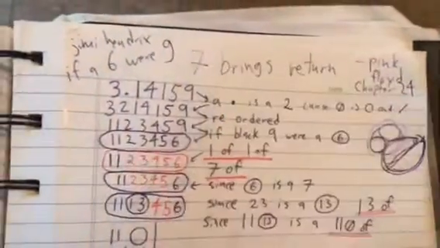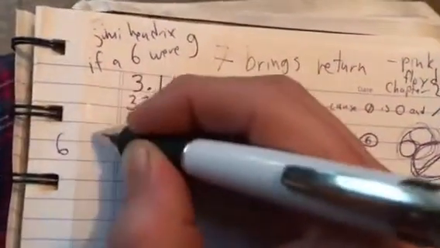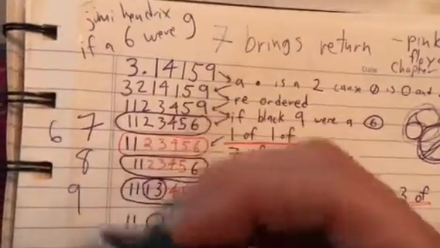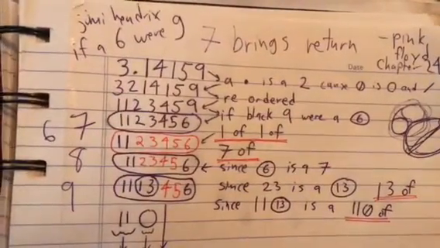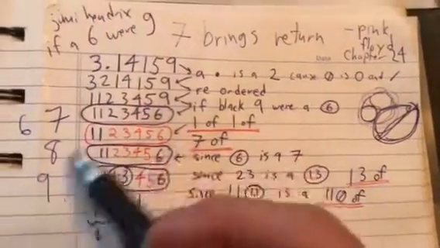Hey, I heard a good joke the other day. I've never heard it before. Why was 6 afraid of 7? Because 7, 8, 9. Never heard that before. That's funny.